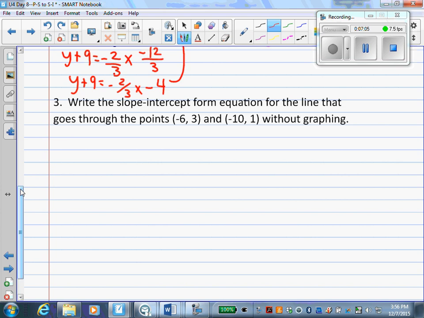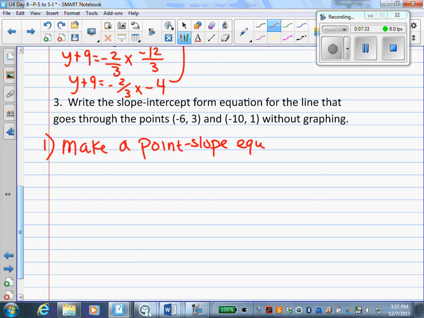So it says, write the slope-intercept form equation for the line that goes through the points (negative 6, 3) and (negative 10, 1) without graphing. So this one has more steps to it because we don't already have the point slope equation. So first we're going to have to make the point slope equation, which we've been practicing.